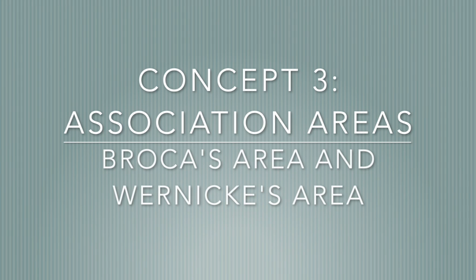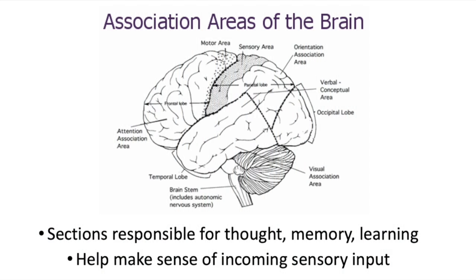The last concept we're going to cover is association areas, specifically Broca's area and Wernicke's area. Association areas are sections of the cerebral cortex that are responsible for thought, memory, and learning. They help people make sense of incoming sensory input. The two association areas mentioned in the book are Broca's area and Wernicke's area.